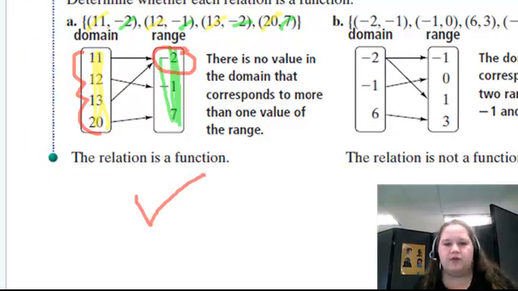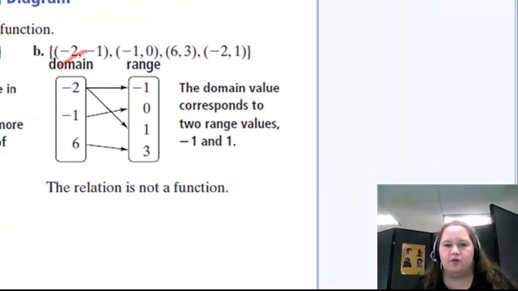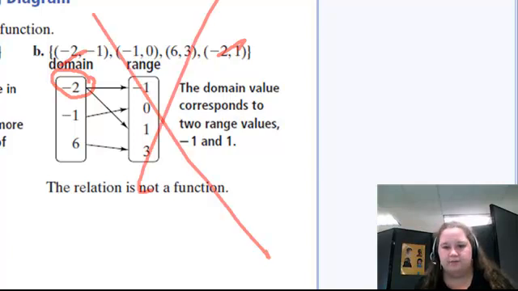Look over here on this other side. You've got -2, -1, and 6. -2 is used twice, and that's in your domain. Because we have -2 used twice in the domain section, this is not a function.